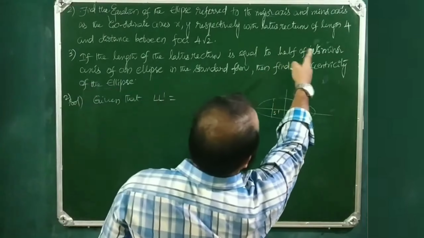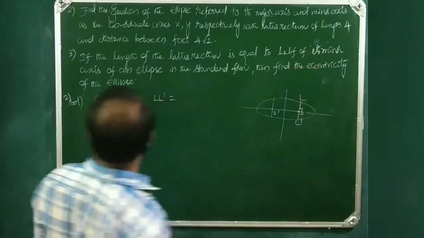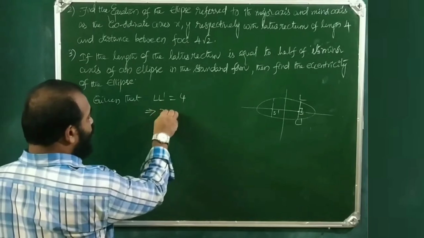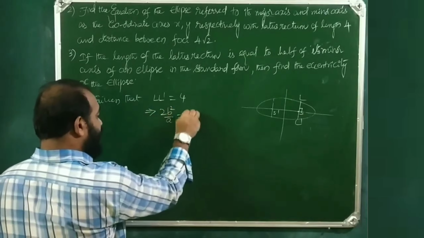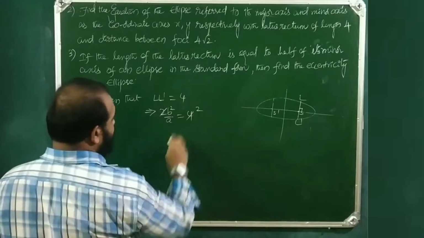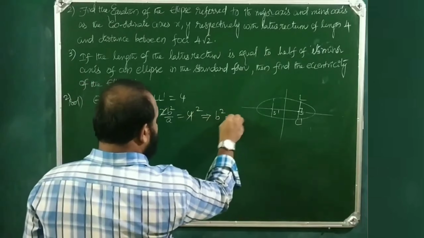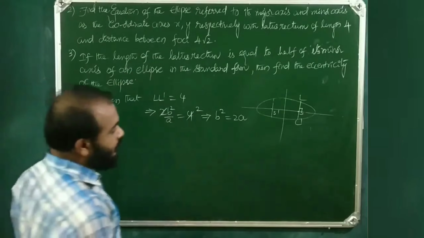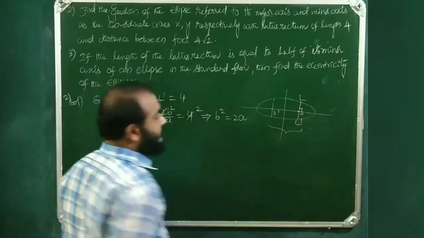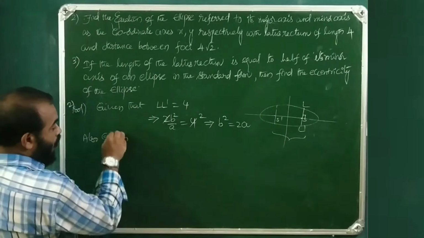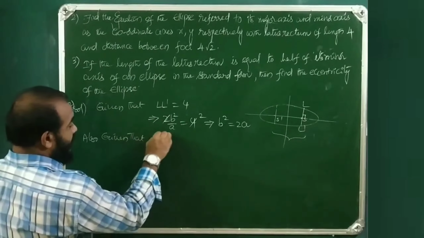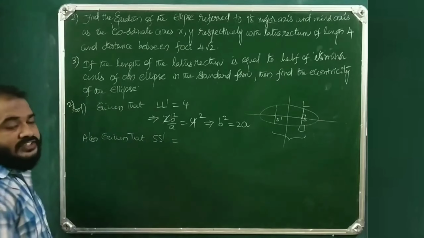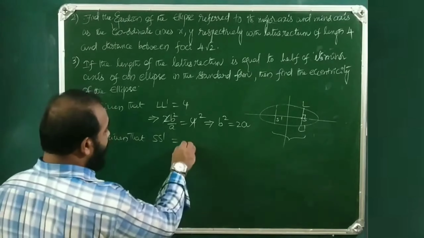Length of the latus rectum is 4, that is L' is 4. In other words, 2b square by a is equal to 4, so b square is equal to 2a. And the distance between the foci, so this distance, is given as SS' equal to 2ae.